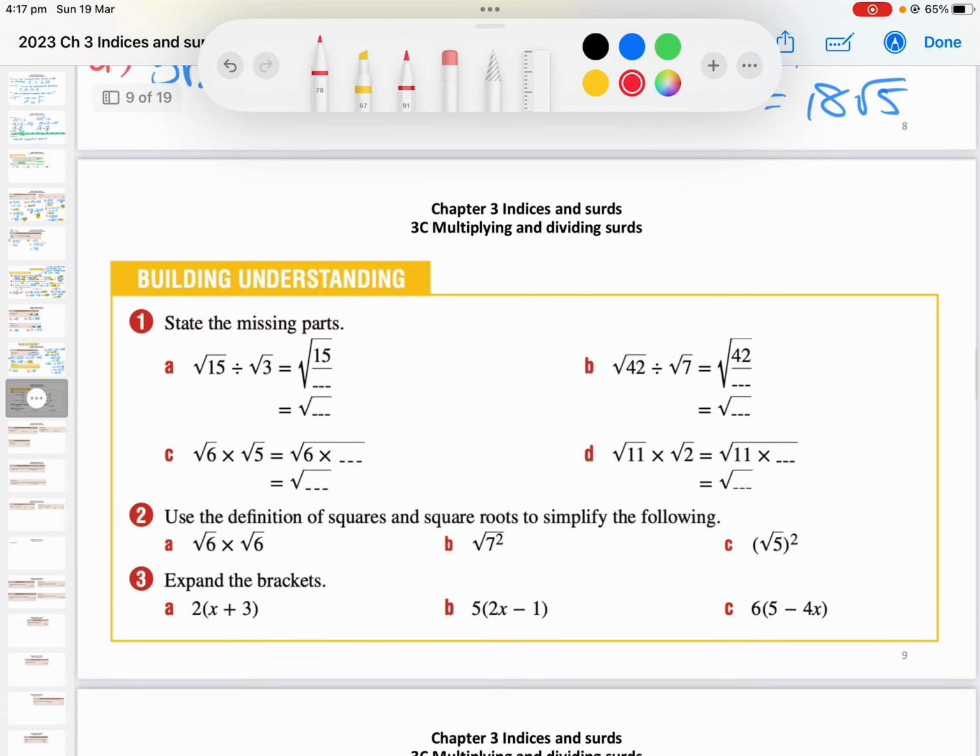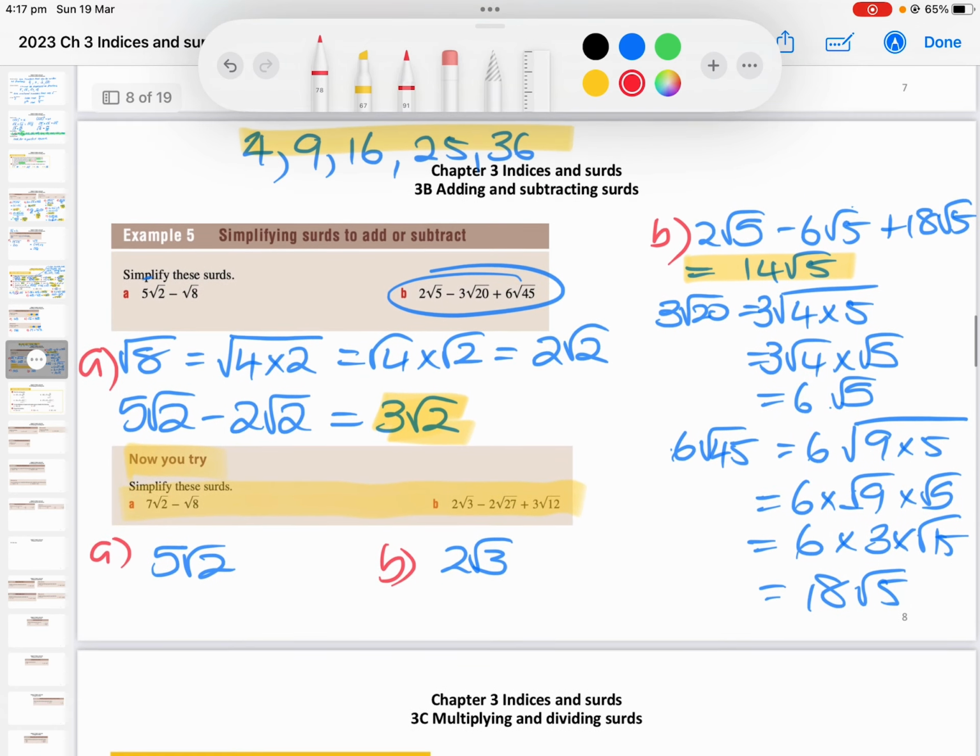And then we get on to 3C multiplication. So you've got the rest of this lesson now to work on 3B, which is adding and subtracting thirds.